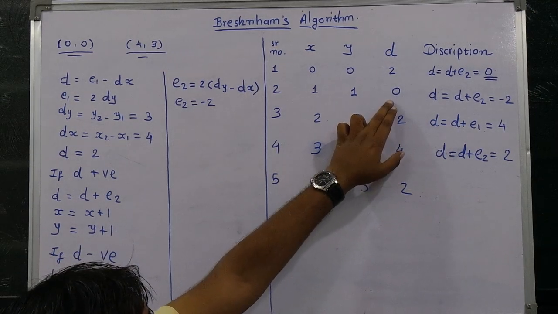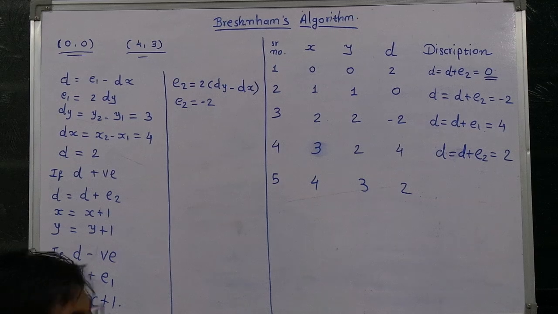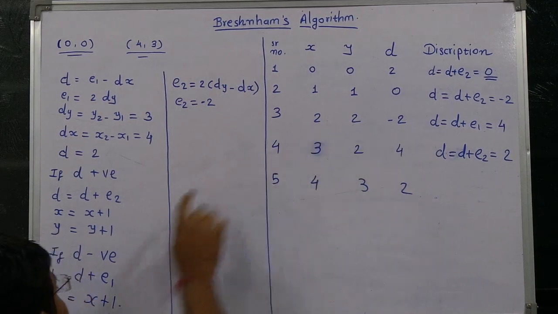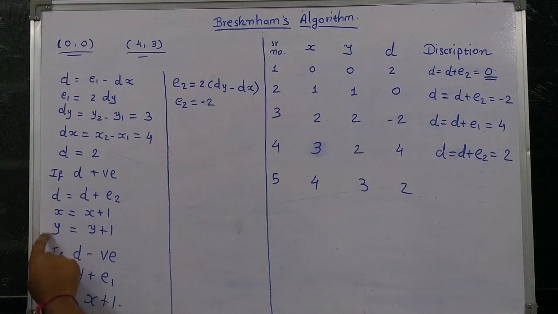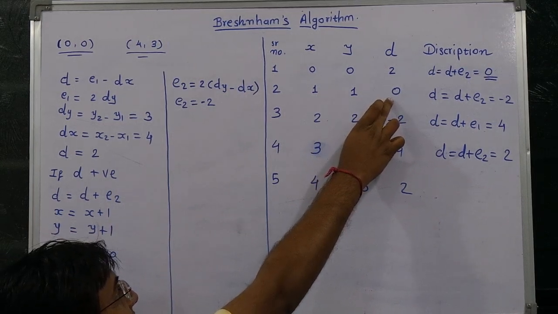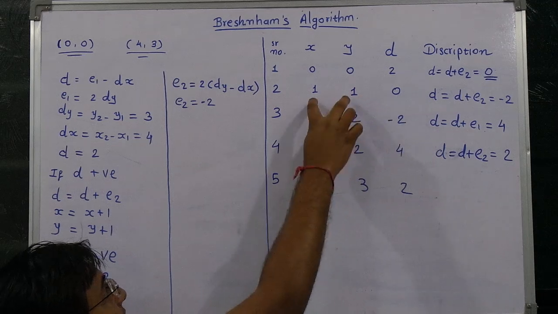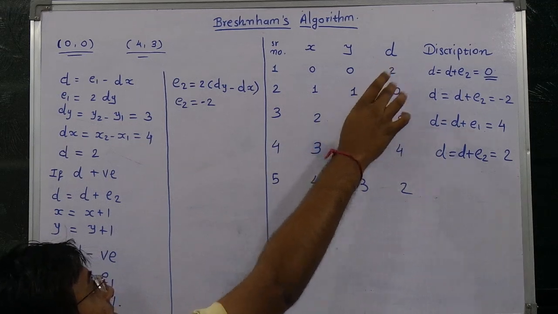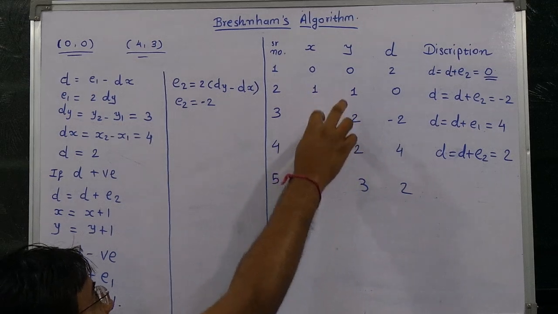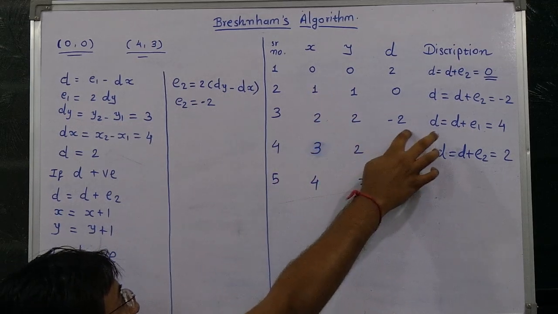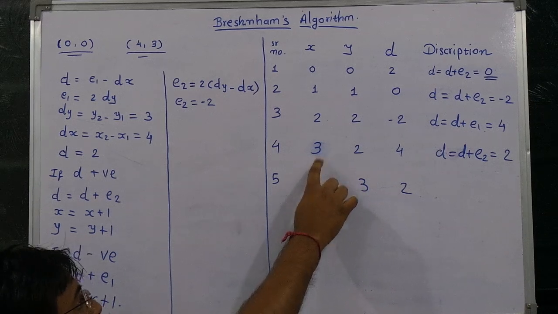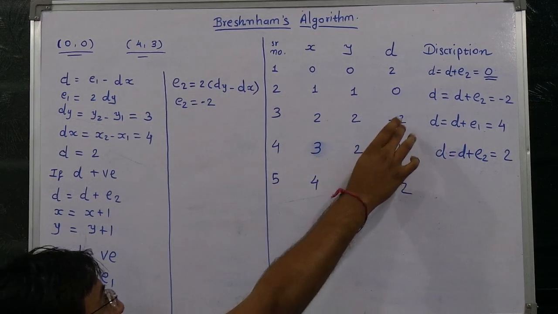Now the d value is 0 here. So what is the value of x and y? x plus 1 and y plus 1 from here. These values depend upon this d part, so just concentrate on it. Here it is x plus 1 and y plus 1. Now this d value will derive the next part, and this one is negative.